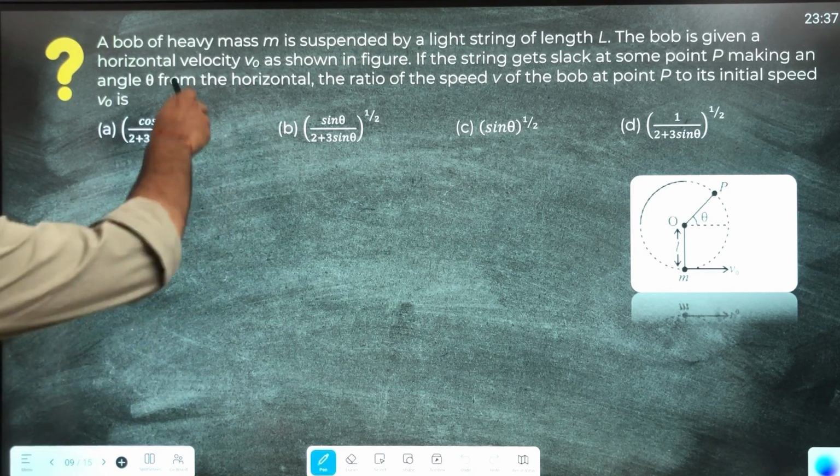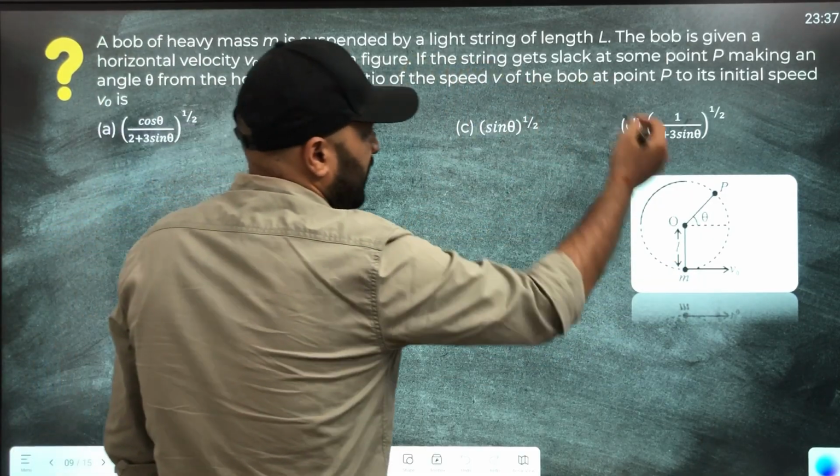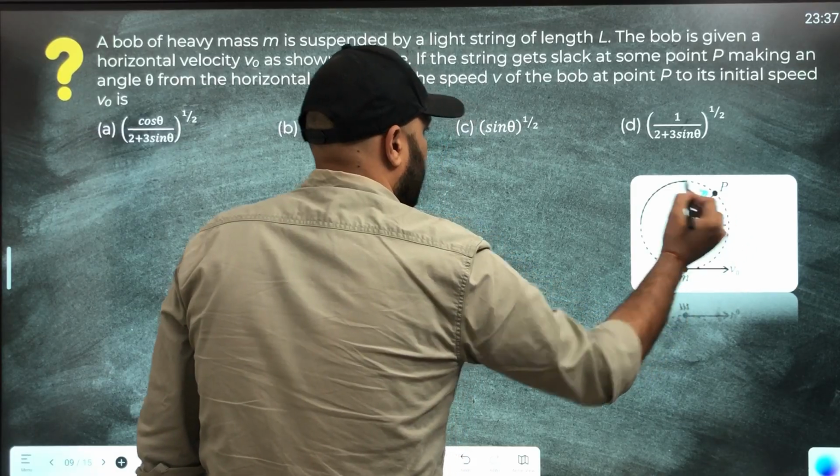It says a bob of heavy mass m is suspended by a light string of length L. Okay, this is length L. So obviously this length will also be L. Okay, fine.